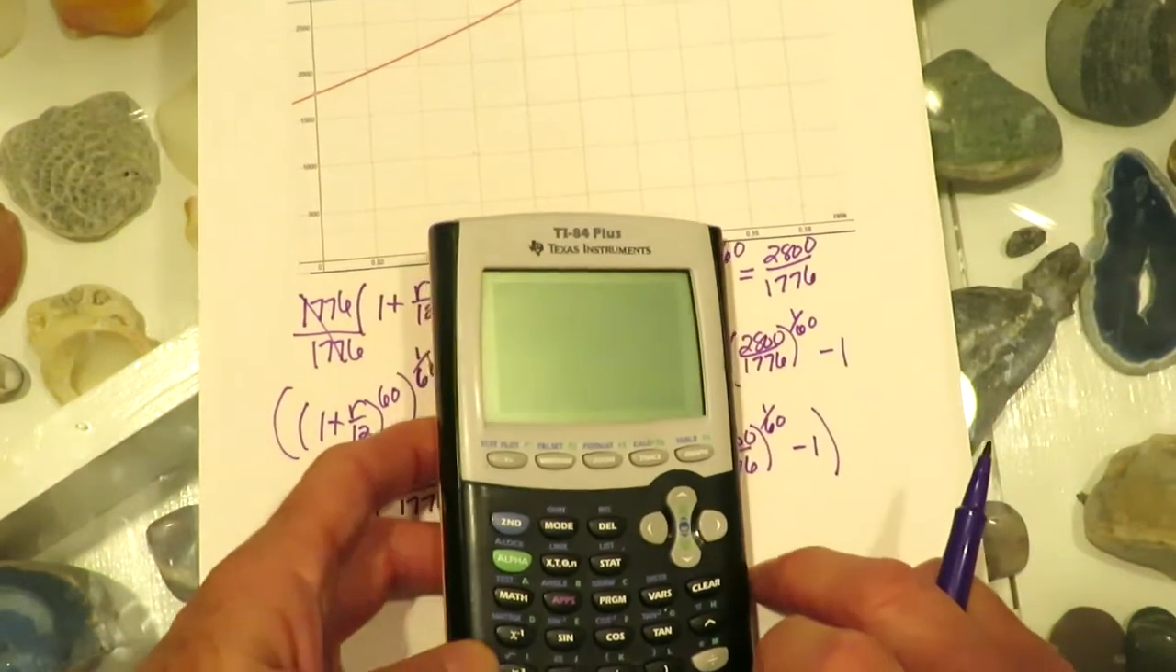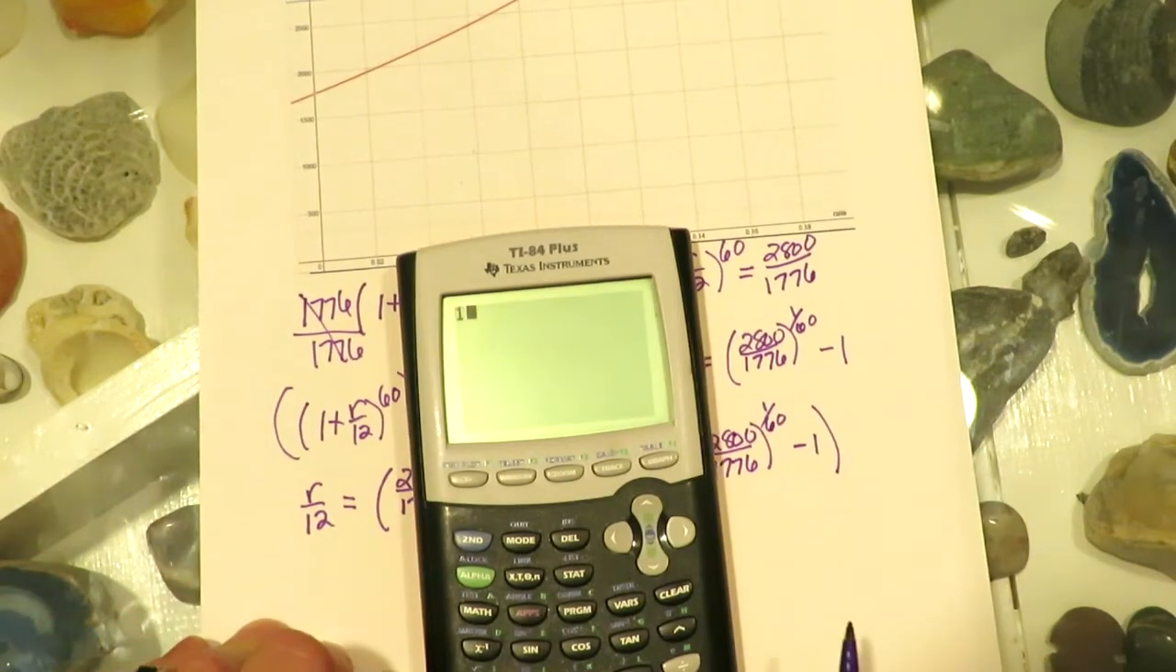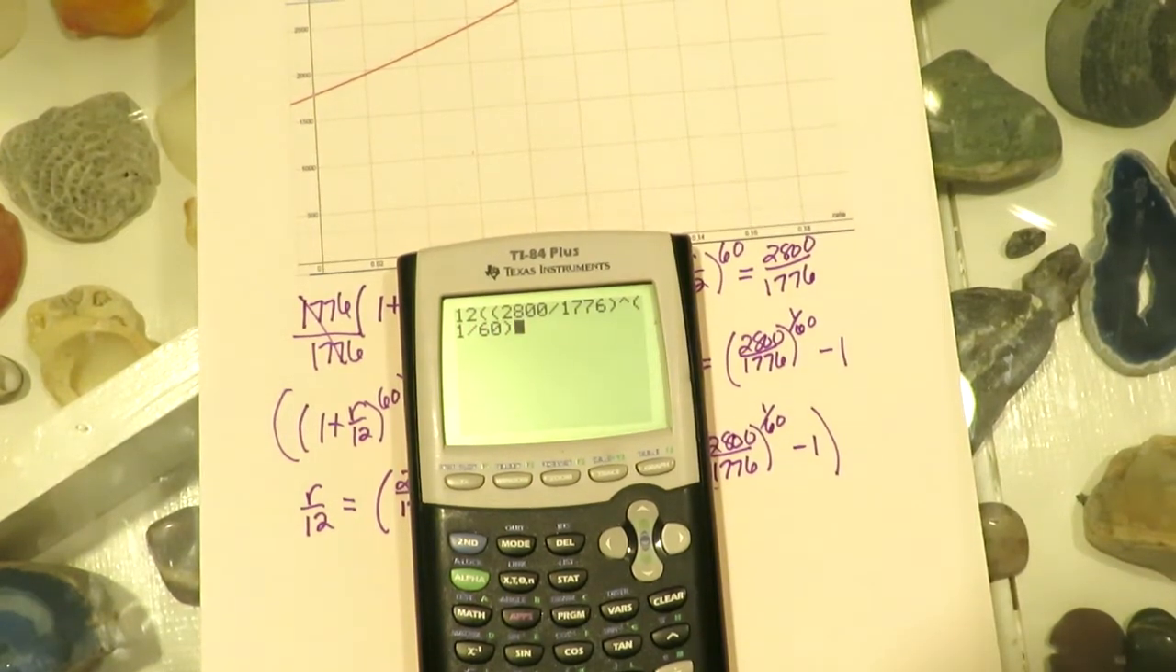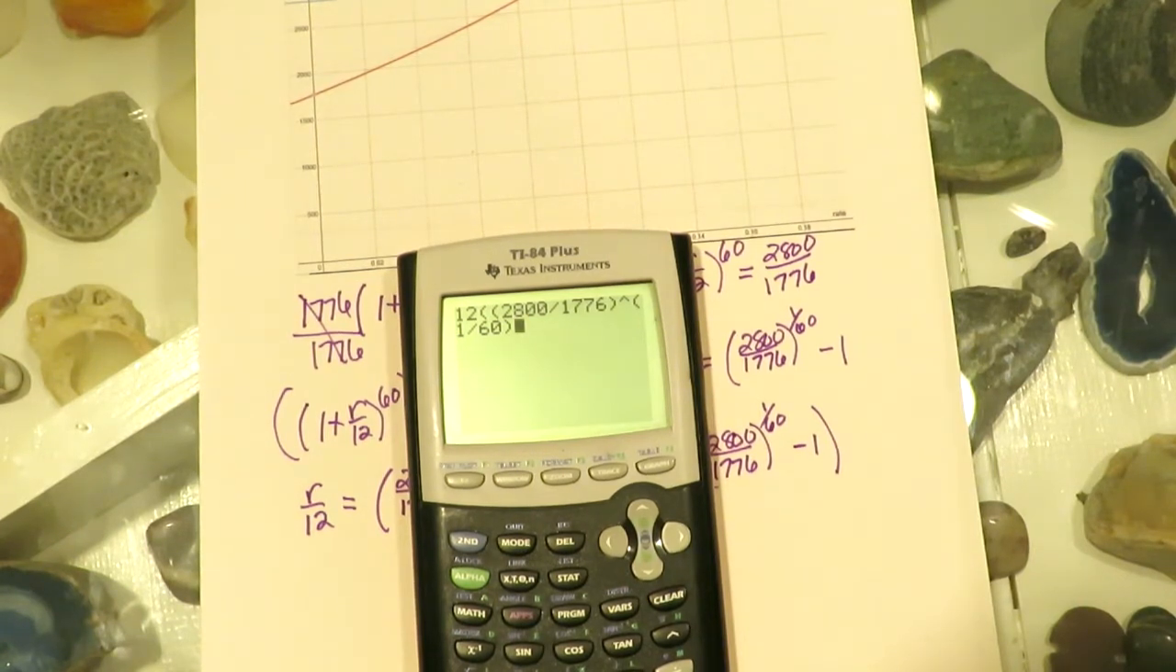If you have one of these graphing calculators, you could actually type that whole thing in if you're careful. So 12, I'm going to put a parenthesis to imply multiplication. 2800 divided by 1776, and I'm raising that to the 1 over 60 power. I need parentheses around the 1 over 60, otherwise it'll raise it to the first power, and then it will divide that answer by 60. That's not what I want. I want the exponent to be 1 over 60. Then I subtract 1. I need to close my parentheses so the 1 also gets multiplied by the 12.